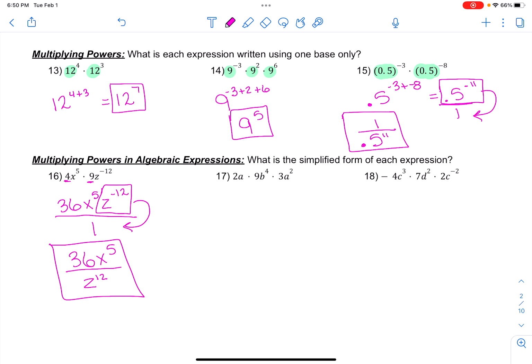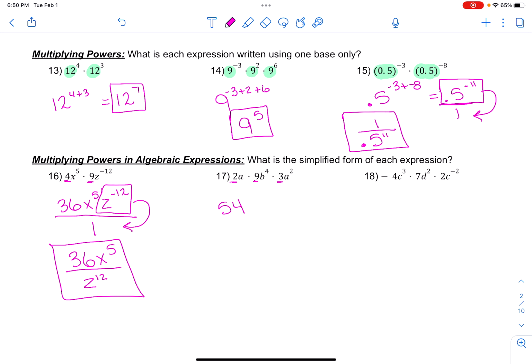All right, number 17. We have 2a times 9b to the 4th times 3a squared. Again, very first step, notice all of these constant numbers out front. We're multiplying still, so we have to do 2 times 9 times 3. 2 times 9 is 18. 18 times 3 gives us 54.